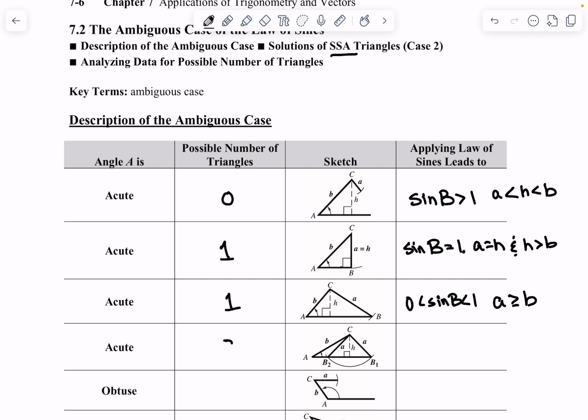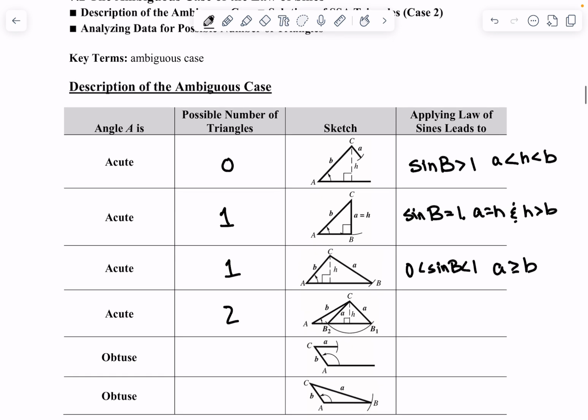You could get two acute triangles if 0 is less than the sine of B sub 1, less than 1, H is less than A, which is less than B, and when you take the angle A that you're given plus B2, it's less than 180 degrees.